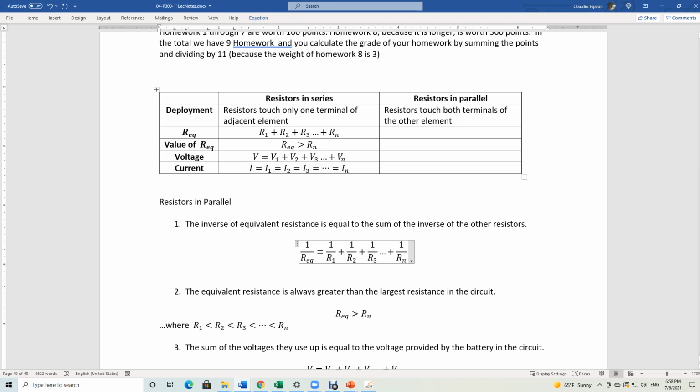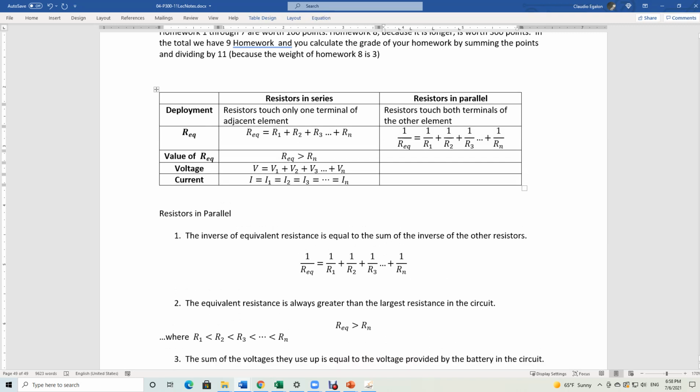Okay? Equivalent resistance. I'll leave that like before. And now here. Because now we are taking the inverse value, if the equivalent resistance ended up being greater than the largest value before, now it's going to be less than the smallest value.